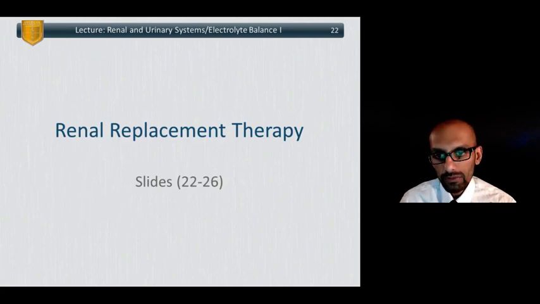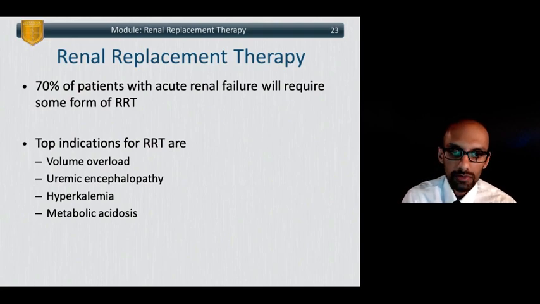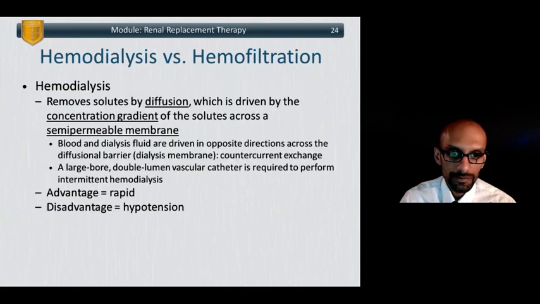We're going to finish up with renal replacement therapy. So about 70% of patients with acute renal failure will require some form of renal replacement therapy. The top indications are volume overload, encephalopathy, hyperkalemia, and metabolic acidosis. So hemodialysis is distinct from hemofiltration. I just want to spend a little bit of time covering the definitions of these two before we wrap up.